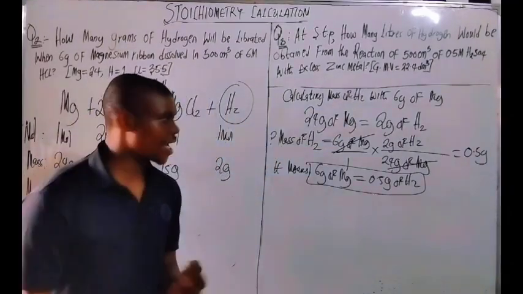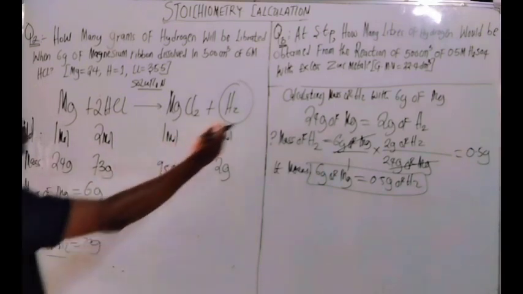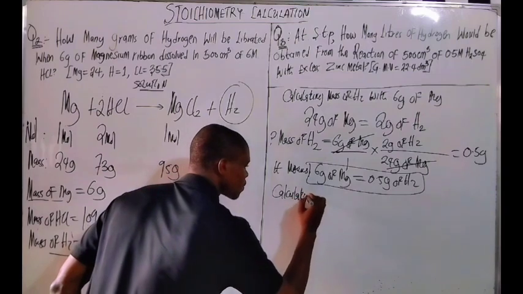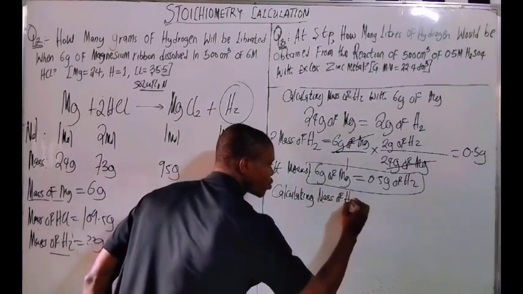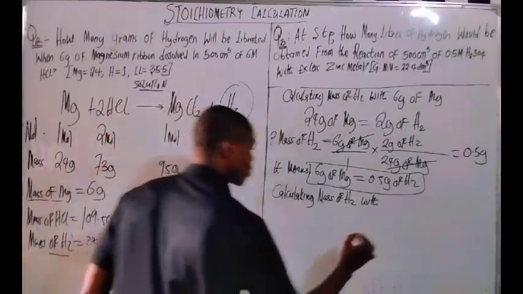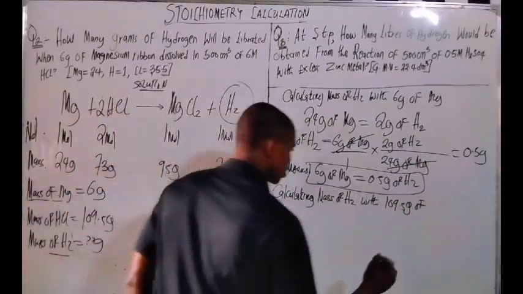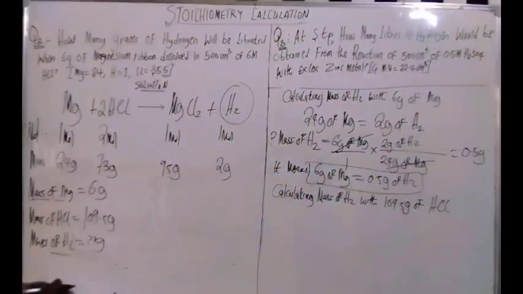Now the same thing here, we are going to use the mass of hydrogen chloride to calculate the mass of hydrogen gas liberated. So the same thing that I have done here, we now say calculating the mass of H2 with 109.5 gram of HCl, right? So what is the relationship?